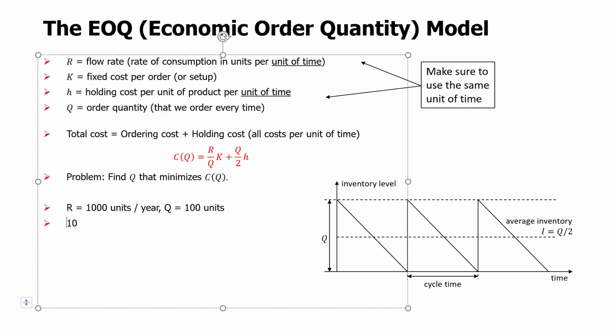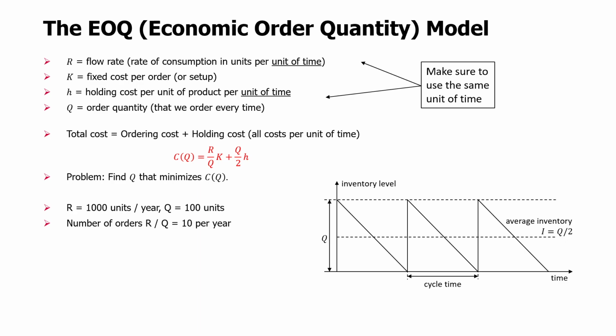How did we calculate this? Well, this is actually R over Q, and this is the number of orders per unit of time, number of orders per year. So R over Q tells us the number of orders per year, and then multiplying it by K, which is the fixed cost for one order, will give us total ordering cost per year. And then the second part, Q over 2 times H, is the total holding cost per unit of time.